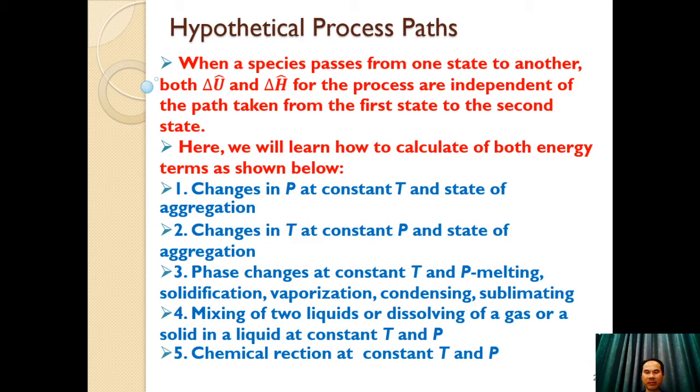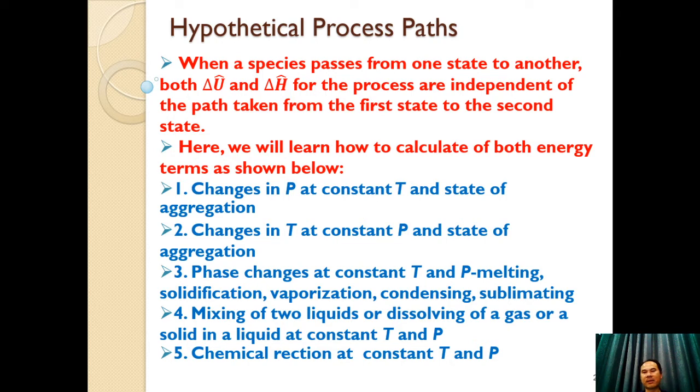We have five cases. The first case is the change in pressure at constant temperature and state of aggregation. The second is the change in temperature at constant pressure and state of aggregation. The third is phase change at constant pressure and temperature, such as the melting point.